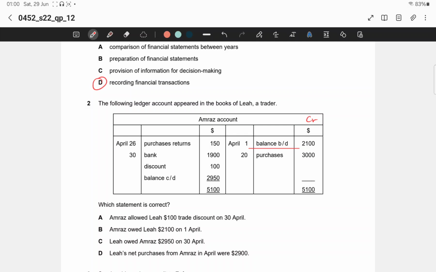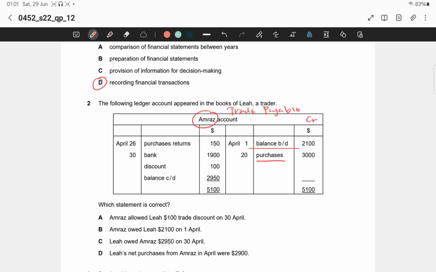This is talking about a ledger account, so it should be trade receivable or trade payable. We identify like that first. Trade receivable is a current asset, trade payable is a current liability. So the one that has a balance on the credit side should be trade payable. So Ambras is a trade payable. Another keyword you can see is purchase. Purchase means we purchase goods from Ambras, so Ambras is a supplier here.